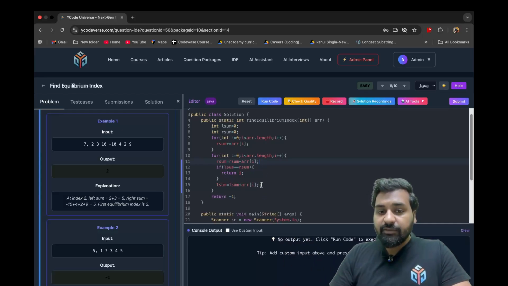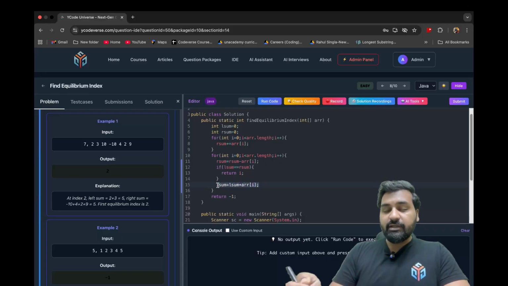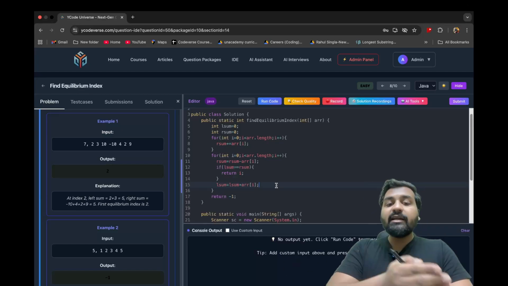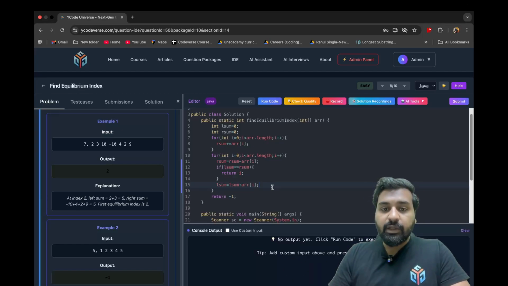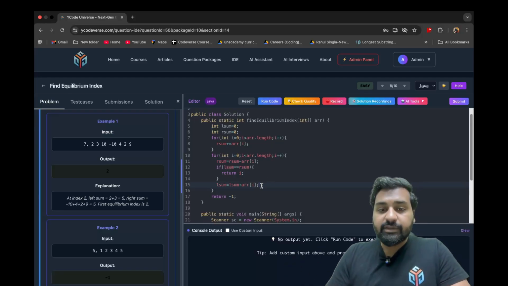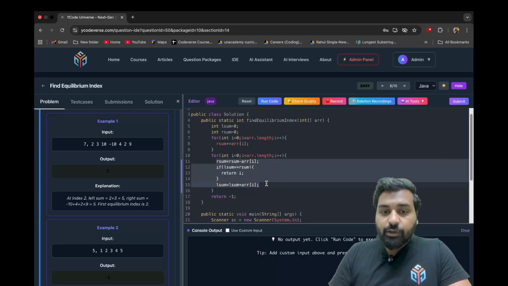But this is an easier and much better way, so that the interviewer will also understand that, okay, before moving to the next element, you are adding the current element into the left sum. Because this element is going to be the left sum for the next element. Okay, this is going to be added to the left sum. So this is how we can solve this question.